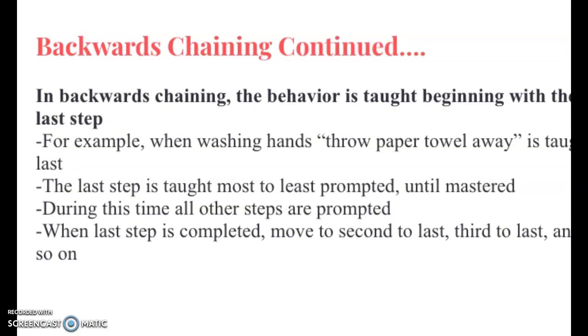In simpler terms, in backwards chaining, the behavior is taught beginning with the last step. For example, when washing hands, throw paper towel away is taught last. The last step is taught least to most prompted until mastered. During this time, all other steps are prompted. And when the last step is completed, move to second to last, third to last, and so on.